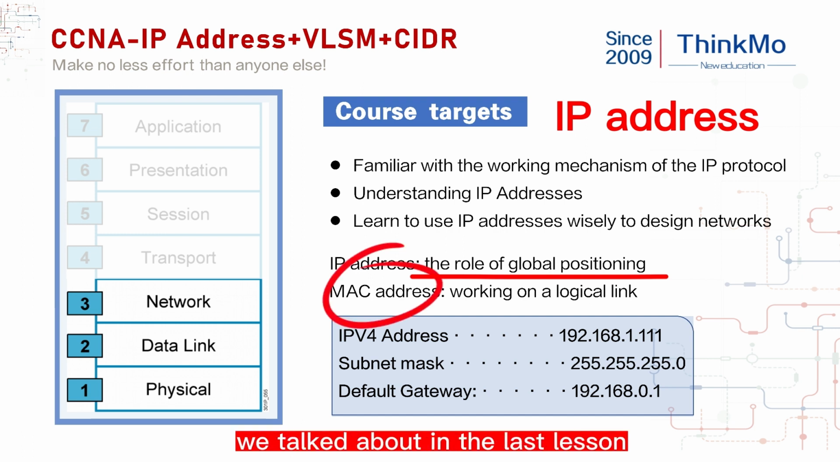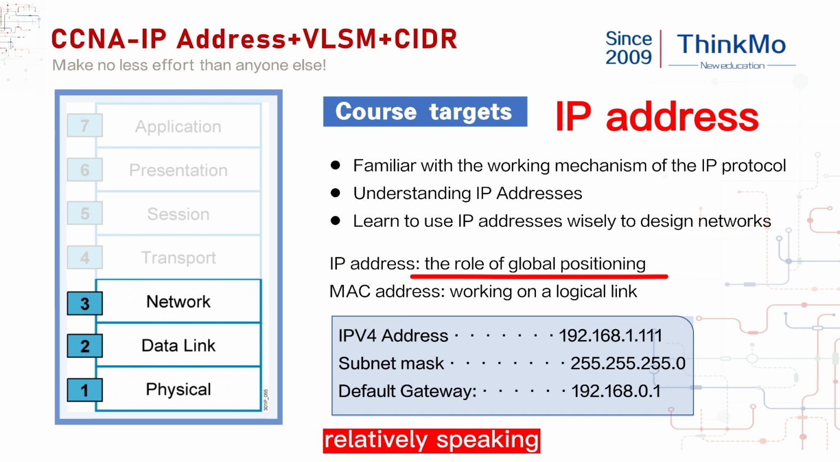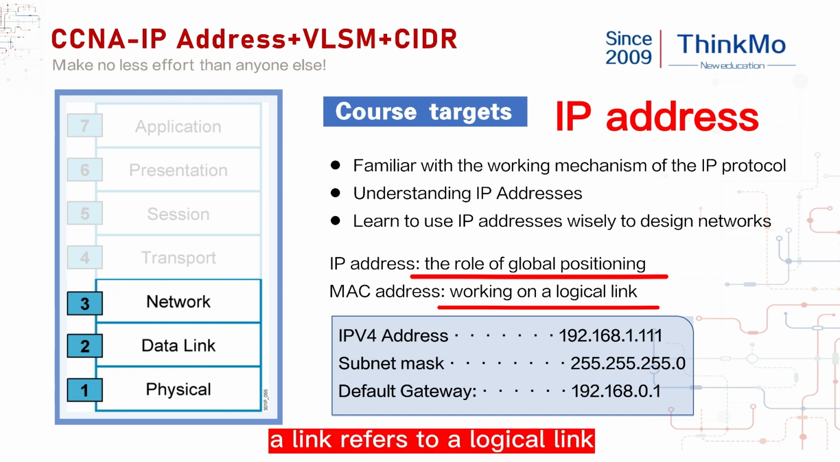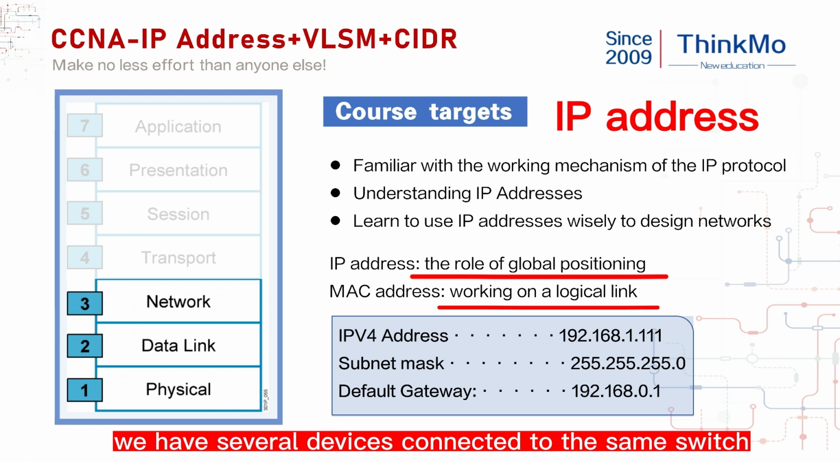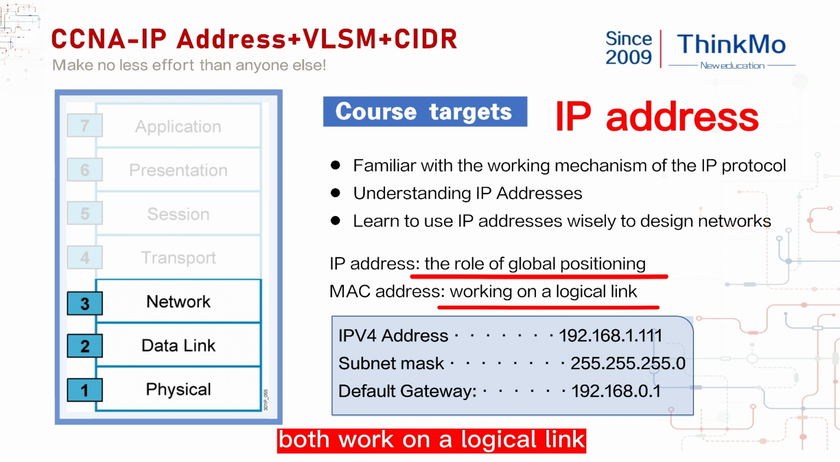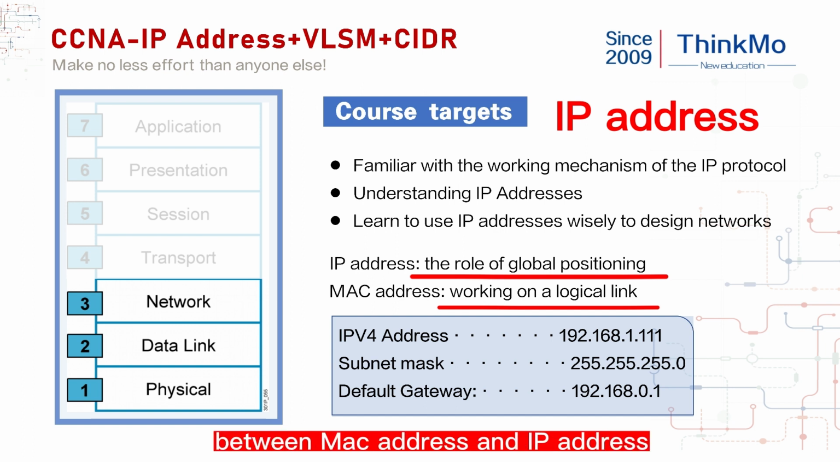For the MAC address we talked about in the last lesson, relatively speaking, its scope is smaller. It works on a link, and a link here refers to a logical link. For example, if we have several devices connected to the same switch, without any configuration on the default switch, they are all equivalent to working on one logical link. That is the MAC address, which has a smaller scope, while IP addresses provide global location. This is the difference between MAC address and IP address.